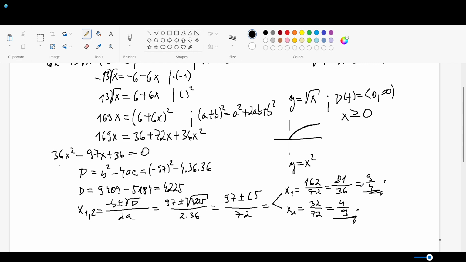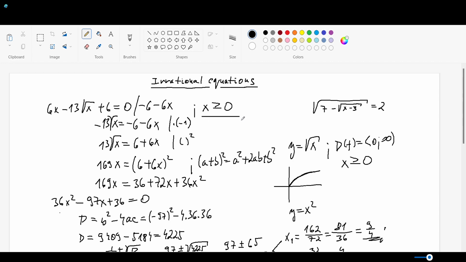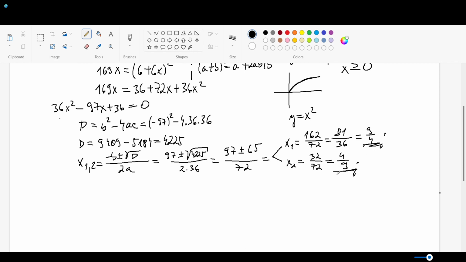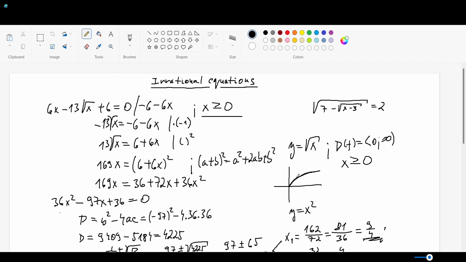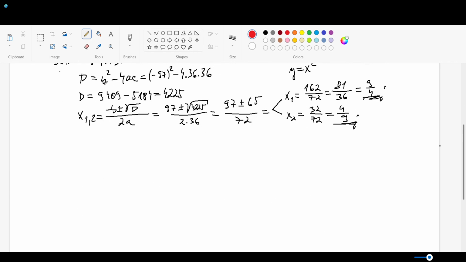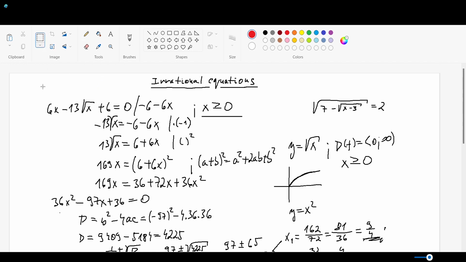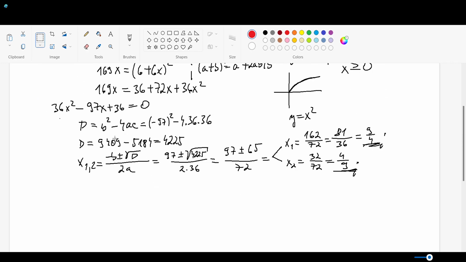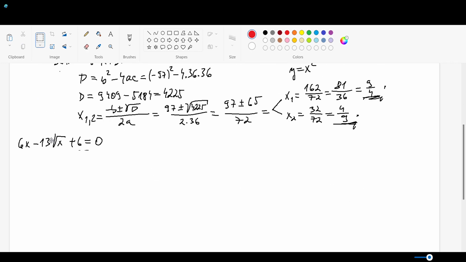Now, what we can say based on the domain or this condition, x must be greater or equal to 0, so it looks like both numbers should be the solution of our equation. But as we used a non-equivalent operation here, the set of the roots could be changed. We have to check this solution for both roots for this equation. So let me take this equation and put it here so that I can see it, and now let's do the check.